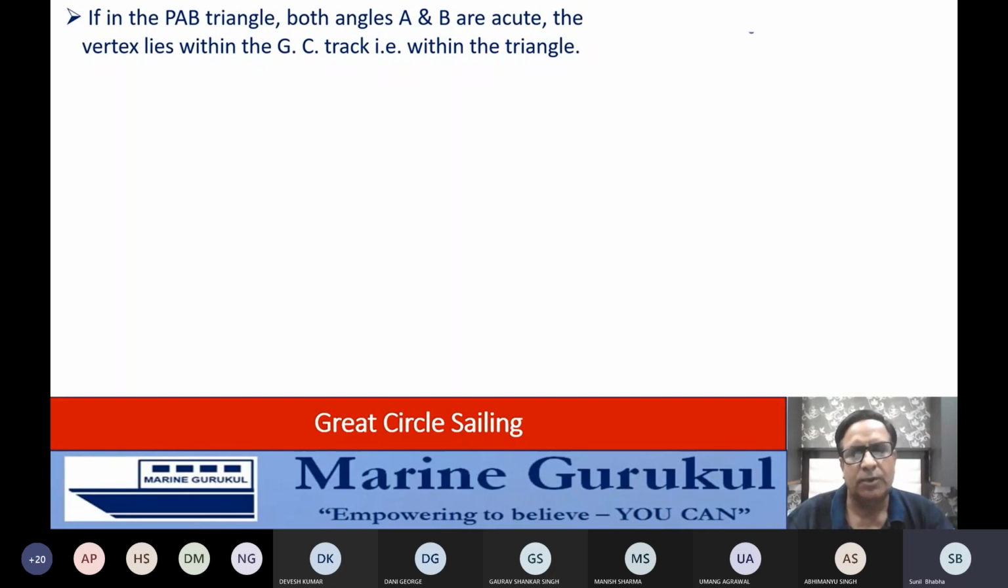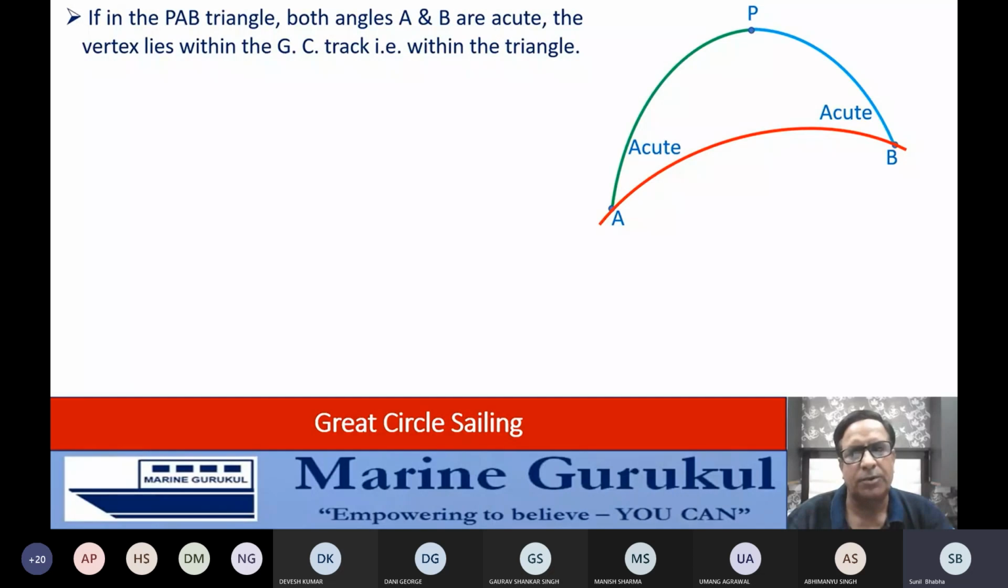Let's look at it through a diagram. We have the pole, we have position A, position B. We draw the meridians of both the positions. We join them with the arc of a great circle, so we have a PAB triangle. We solve it. We have already learned in volume 1 of this series on great circle how to solve for angle A and B. And if angle A and B are found to be both acute, the vertex shall lie somewhere between A and B.